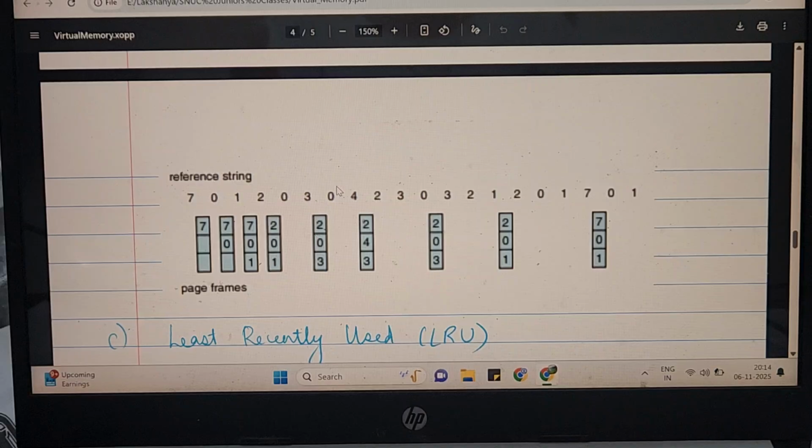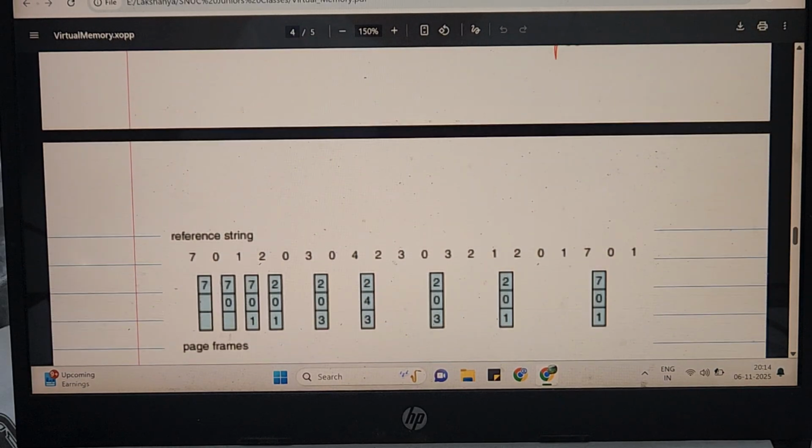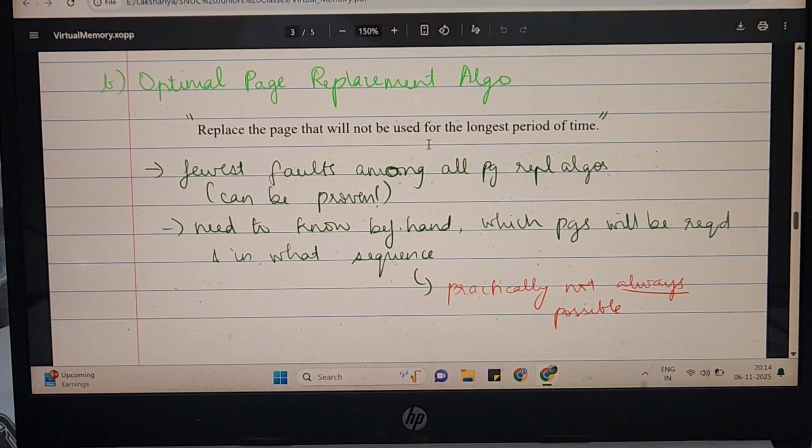So this string is going to keep getting generated dynamically on the go. You will probably know the next 2-3 numbers, but not the entire string. So when you don't know the entire string, you might not be able to judge accurately which is the one I am not going to need for the longest time. So although theoretically this is a very efficient algorithm, the optimal algorithm, practically it is not always possible. So we need to find something better.